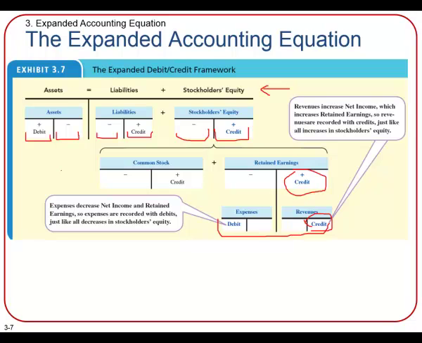Decreases in stockholders' equity are recorded on the left side. So to show that expenses decrease net income and then retained earnings, expenses are recorded on the left side with a debit.